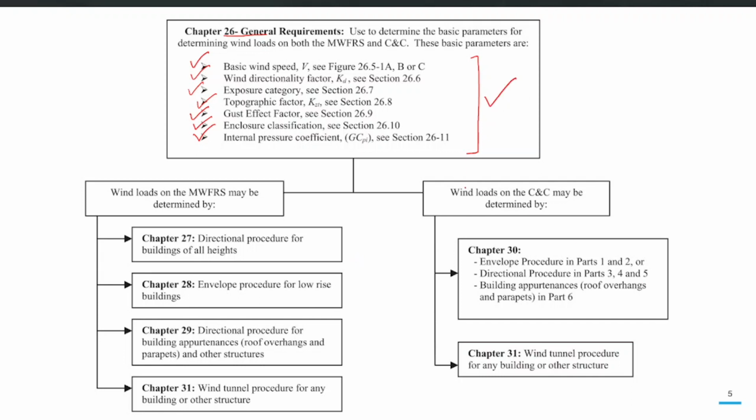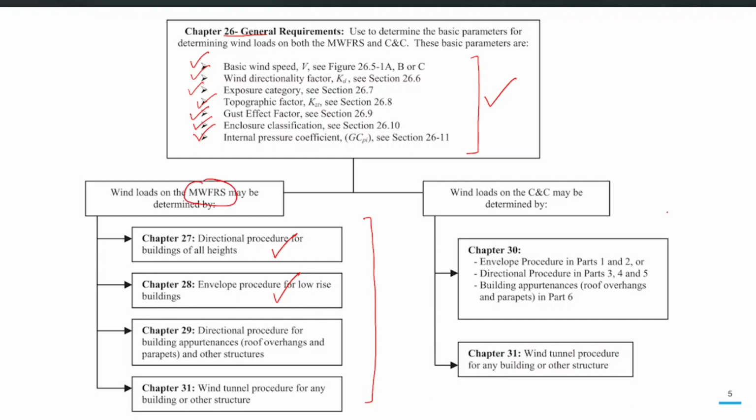The most important one is the basic wind speed. So once you have all those basic parameters, then you have an option for directional procedure or envelope procedure, and then you have another chapter for directional procedure for building overhangs and parapets, for example. And then finally we have chapter 31. All these are related to the main wind force resisting system, MWFRS.